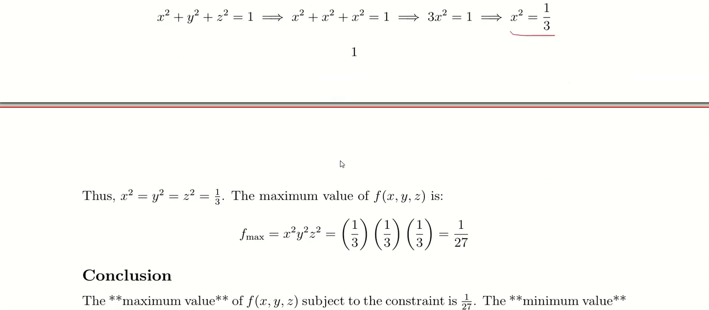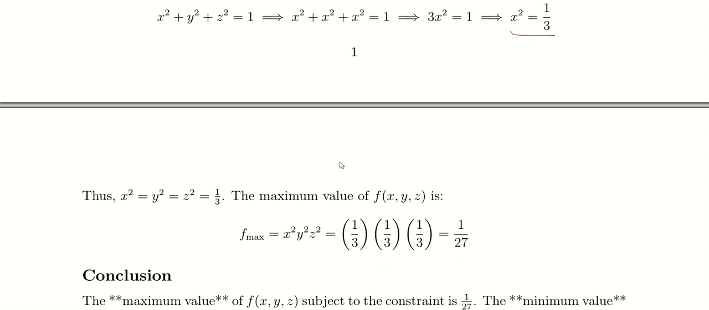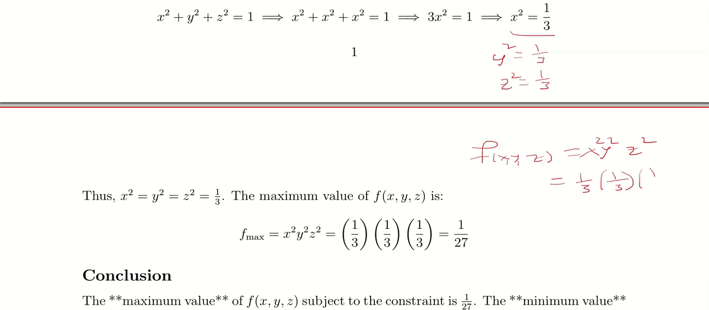I guess you can find what x is equal to, y is equal to, z is equal to, but we're interested in just the maximum value. So if x² is equal to 1/3, y² is 1/3, z² is 1/3. And then when we plug it back into our f(x, y, z), which was equal to x²y²z², replace everything by 1/3, we get (1/3)³, which is 1/27. And so this is going to be the maximum.